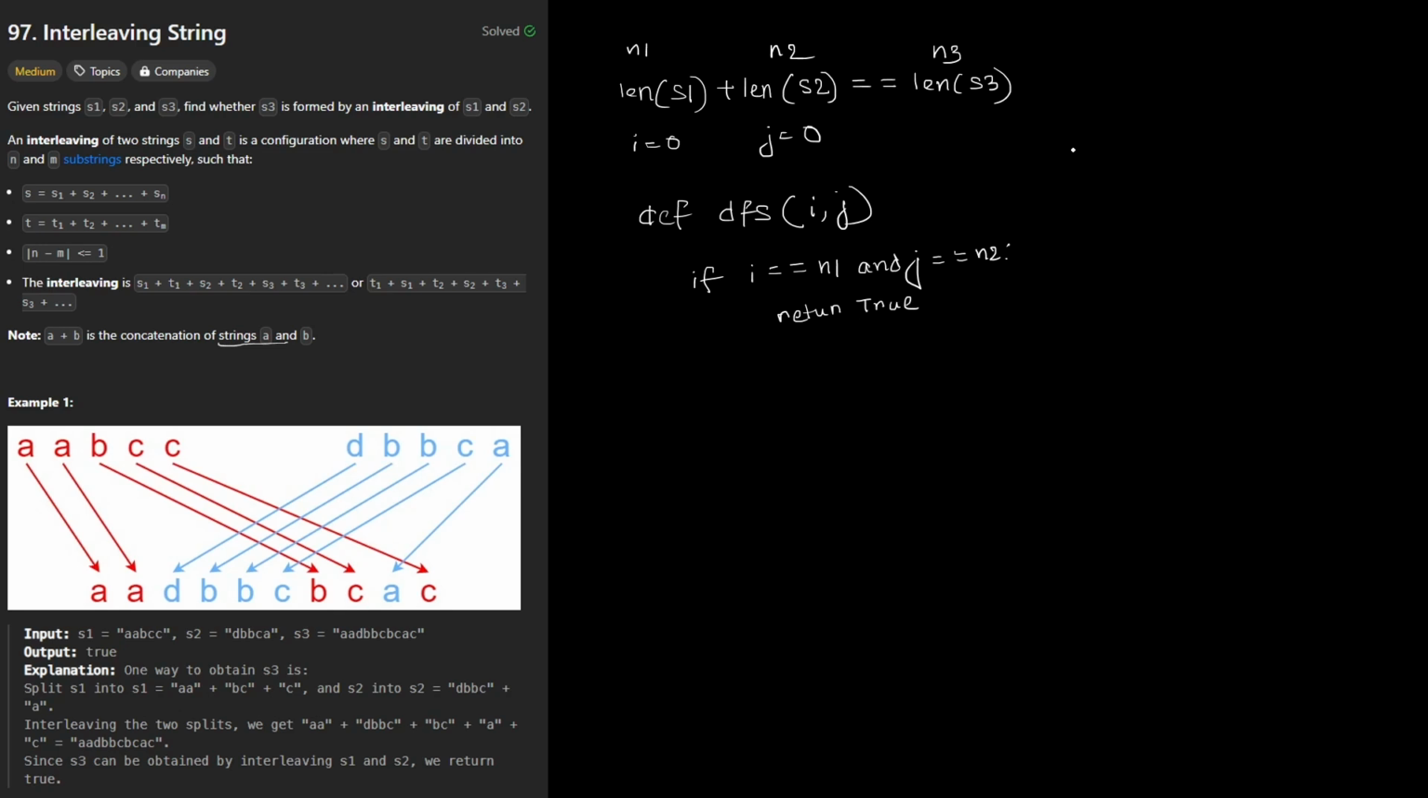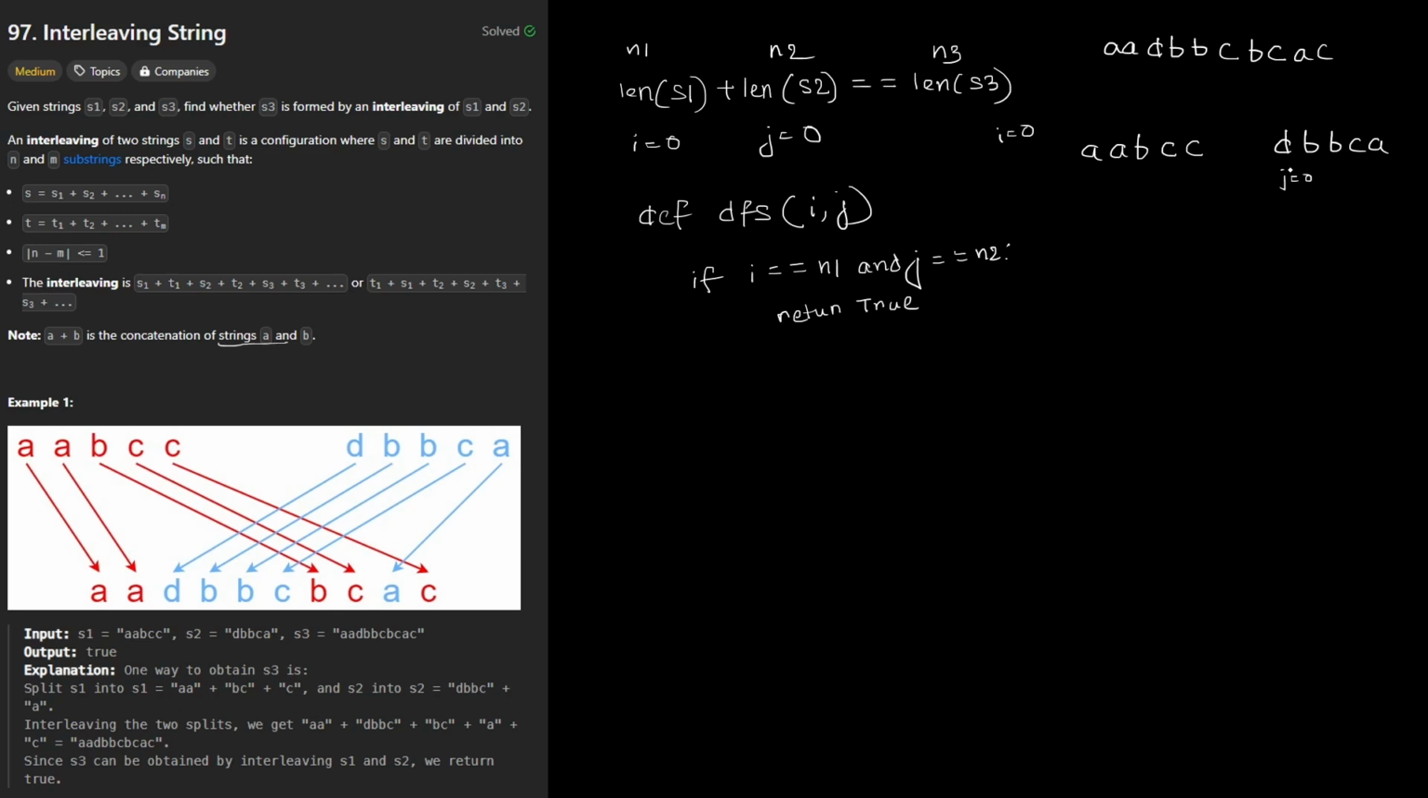Now let us take this example, which is A, B, C, C. Then we have D, B, B, C, A, and we are taking this example on the top. And the given string S3 is A, D, B, B, C, B, C, A, C. Okay, now our i is 0 and j is 0.